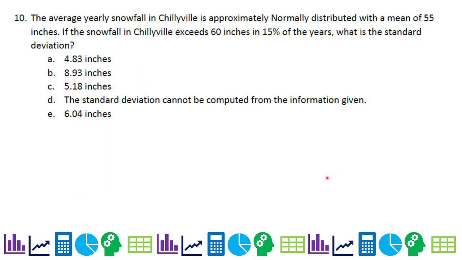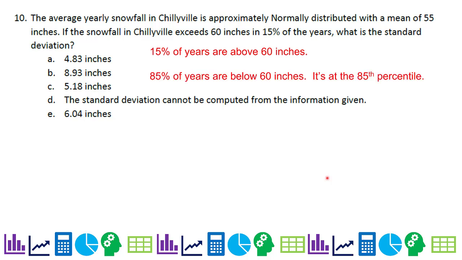Number 10, the average yearly snowfall in Chillyville is approximately normally distributed with a mean of 55 inches. If the snowfall in Chillyville exceeds 60 inches in 15% of years, what is the standard deviation? So we know 15% of years are above 60 inches. That tells me that 85%, 100% minus 15%, are below 60 inches. It's at the 85th percentile. So I'm going to go ahead and use Stapplet from here.